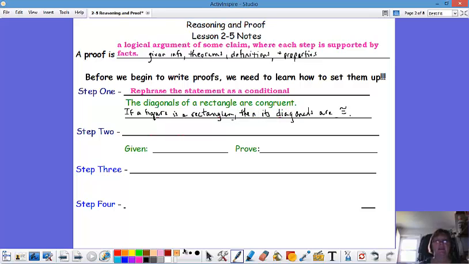The second step in writing the proof is to identify the hypothesis and the conclusion. Those are important because in a geometric proof, the given is the hypothesis. So this will be the given information. Hypothesis is given. And what we have to prove is the conclusion. So in our example, what we're given is a rectangle. And what we have to prove is that its diagonals are congruent.